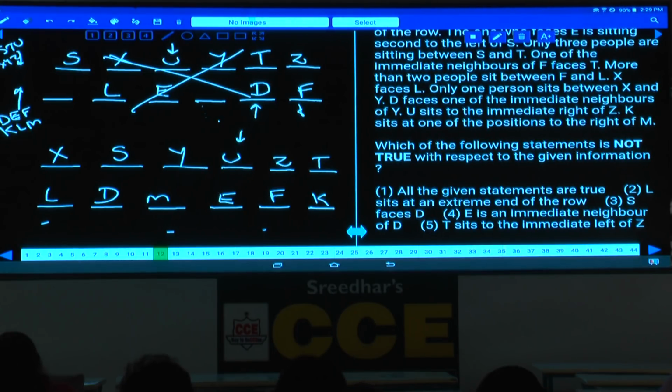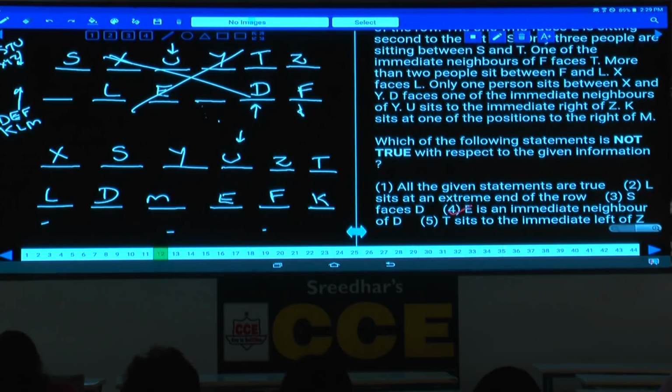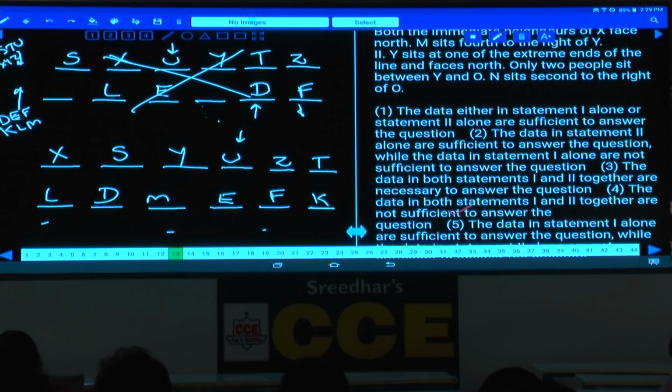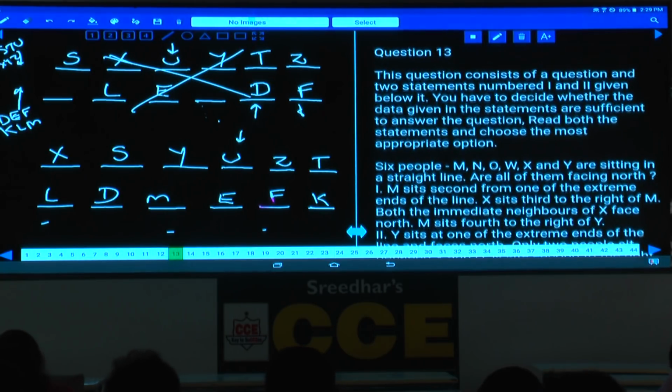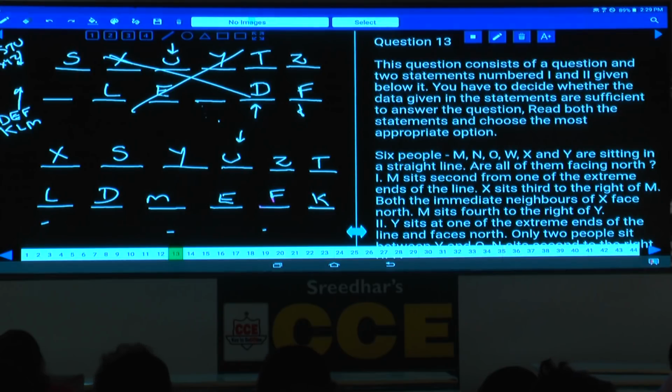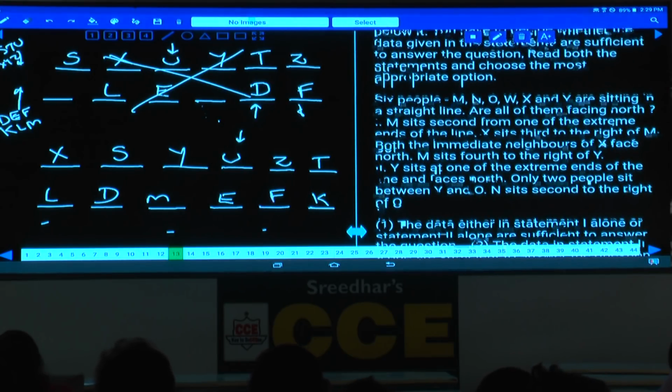And T sits to the immediate left of Z. T is to the immediate left of Z is also true. Then what is your answer here? Choice 4. E is an immediate neighbor of D. That is definitely false. Now this is about 8 to 13. Then question number 13 onwards. Now data sufficiency.